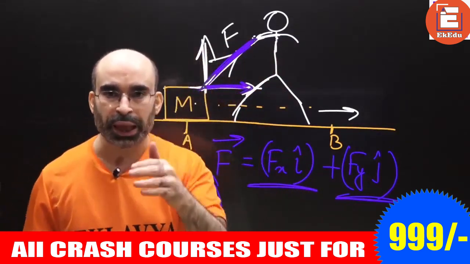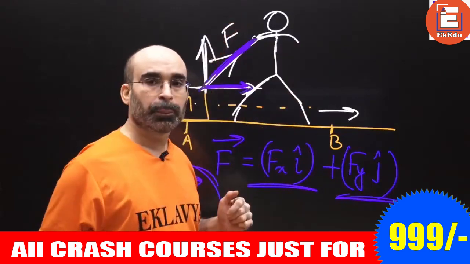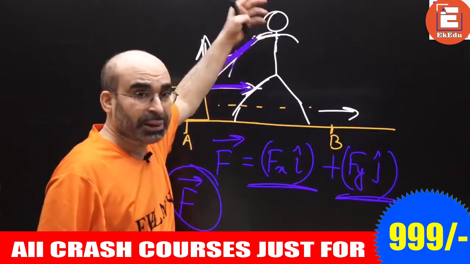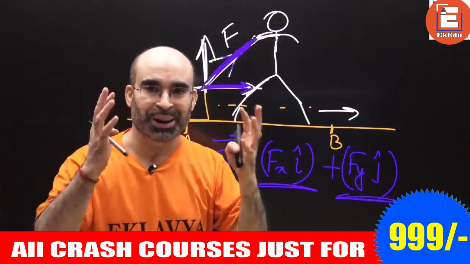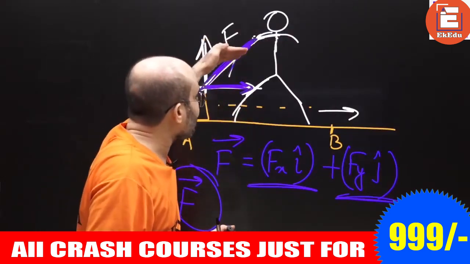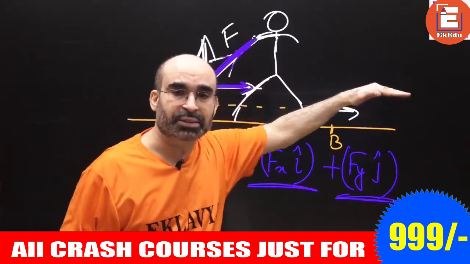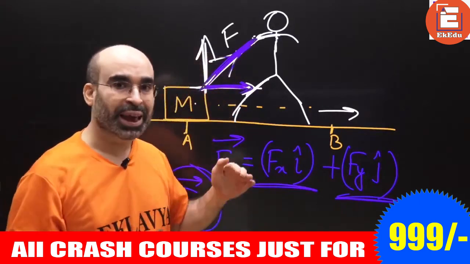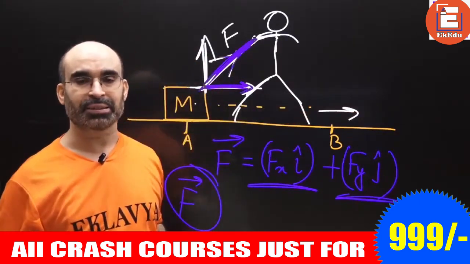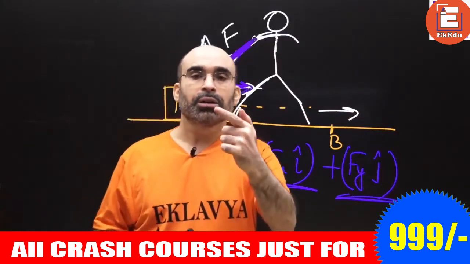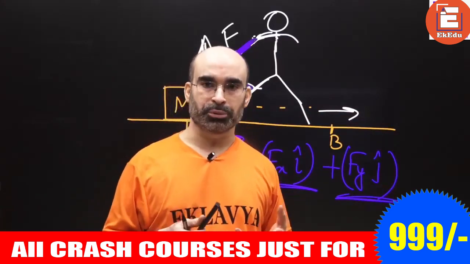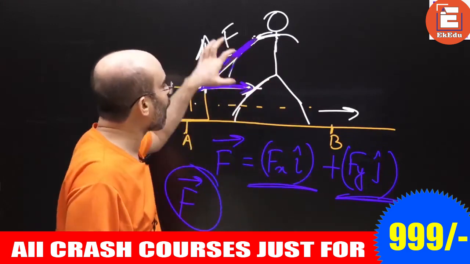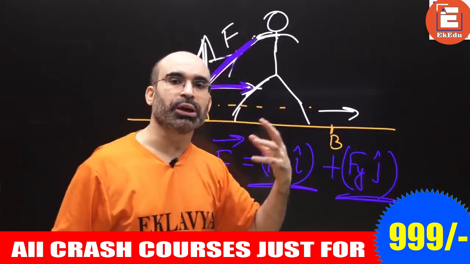Why? Because we need to see the direction of force. This man is applying force in this direction, but its effect is also along this axis, along the horizontal. So what is the effective force exerted along this x-axis? We need that sort of calculation, and that is why we have to split the vectors into several components.